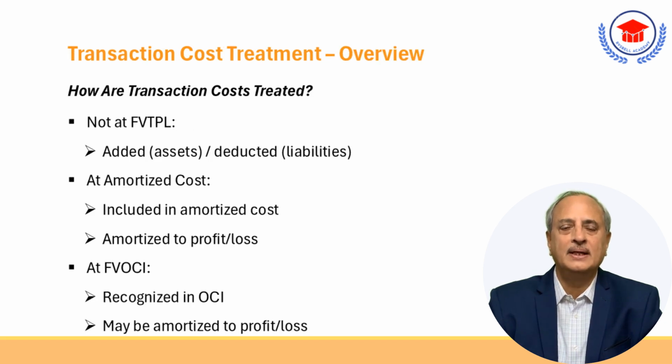Now, how are these transaction costs treated for different types of financial instruments? 1. For financial assets not measured at fair value through profit or loss, transaction costs are added to the fair value at initial recognition. For financial liabilities, these costs are deducted from the fair value at initial recognition.